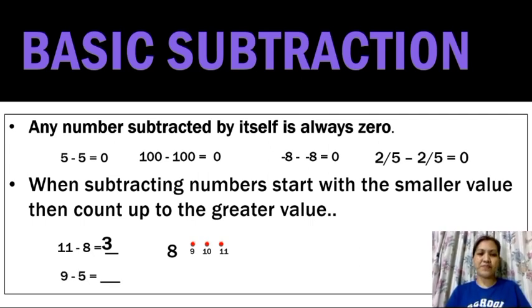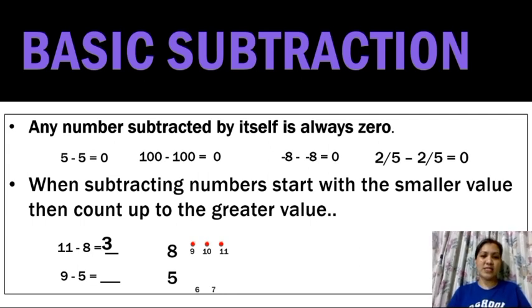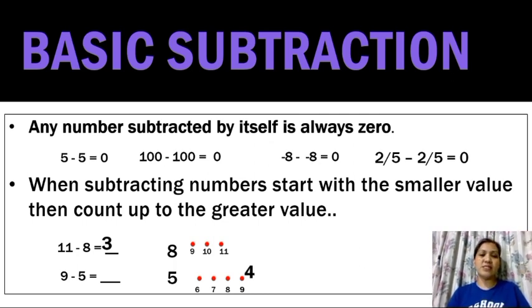Okay, next. 9 minus 5. So, again, the smaller value is 5. So, we count up to 9. So, 6, 7, 8, 9. So, bibilangin natin ilan yung items or terms na na-add natin. So, meron tayong 1, 2, 3, 4. So, therefore, 9 minus 5 is 4.